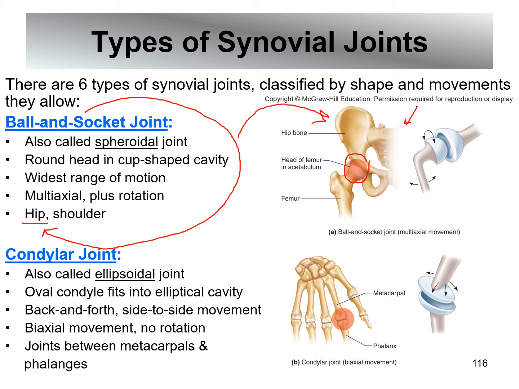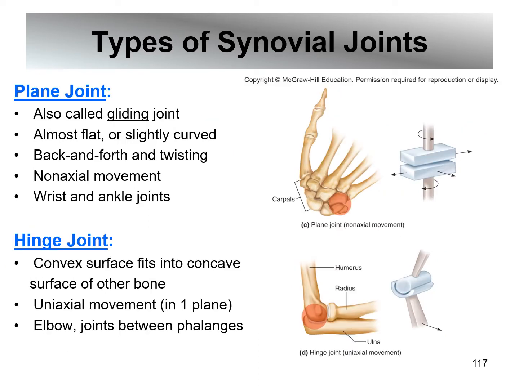The condylar joint is going to be the joints between the metacarpals and phalanges. This is what we would refer to as knuckles. This first layer of joints here, if you made a fist, they would be your knuckles. That is what we would consider the condylar joints. The plane joints are going to be found between the carpals. If you said wrist, that would be fine, but it is the joint between the carpals.